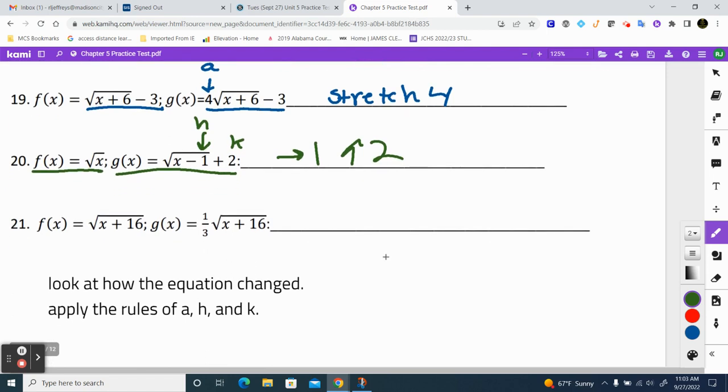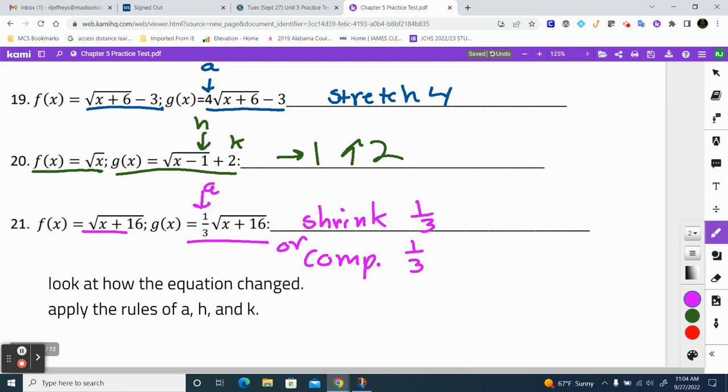All right. Here's the original. This is what's being done to it. This is A. Okay. It's a fraction between 0 and 1. We have a shrink of 1/3, or you could do compress and abbreviate it. Either one is okay, because I know that shrink and compress is the same thing.